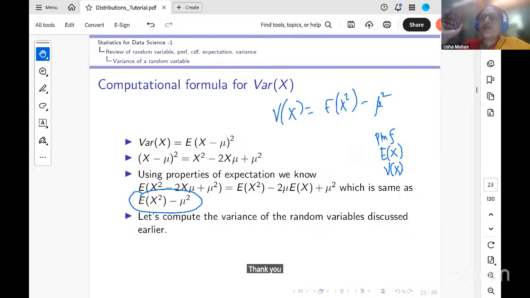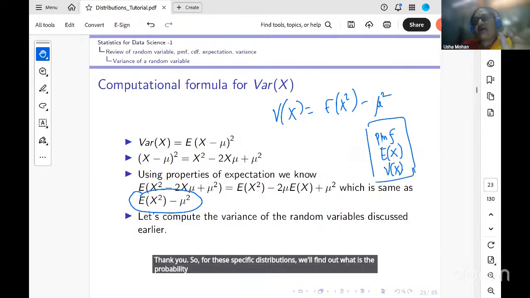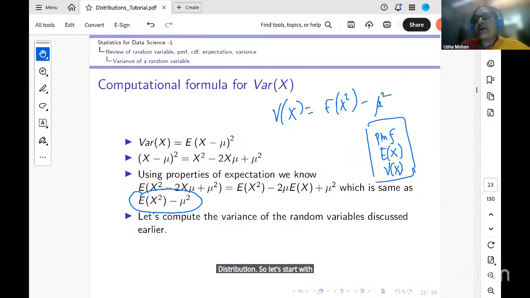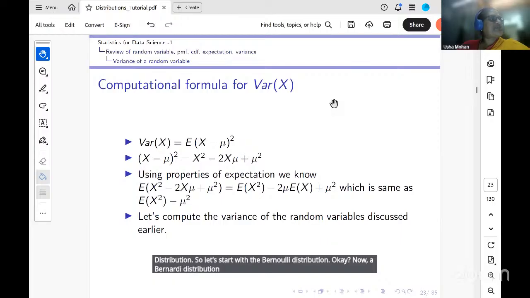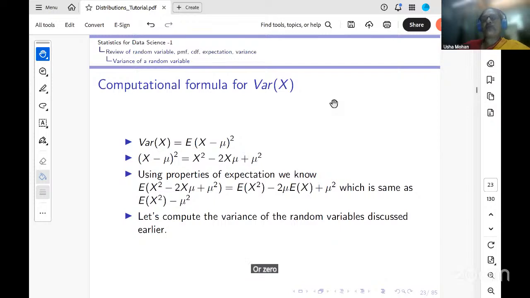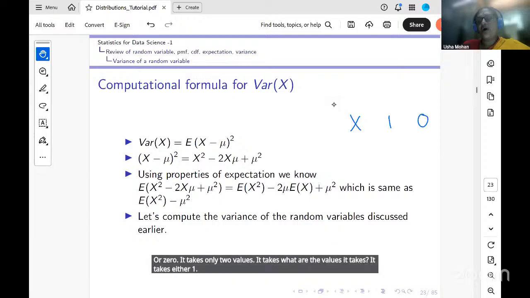Thank you. So for these specific distributions, we'll find out what is the probability mass function, what is the expectation, and what is the variance of the distribution. So let's start with a Bernoulli distribution. Now a Bernoulli distribution is a distribution or a random variable which takes the value 1 or 0. It takes only two values. It takes either 1 or 0.